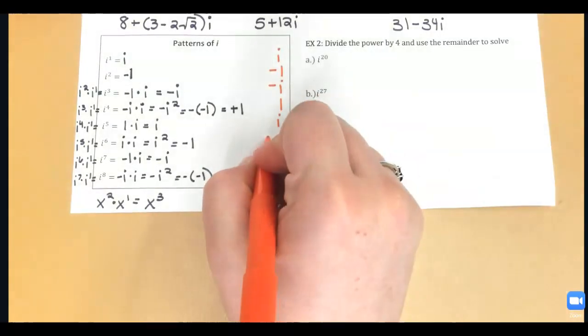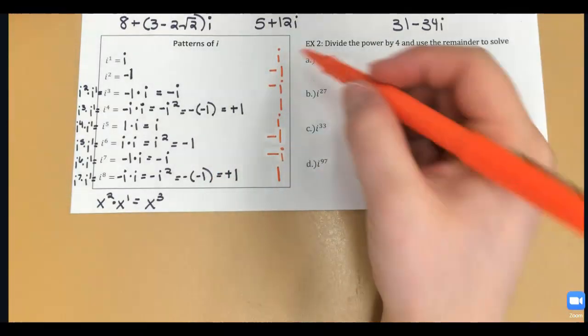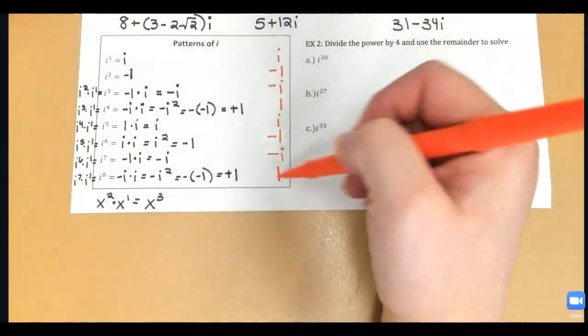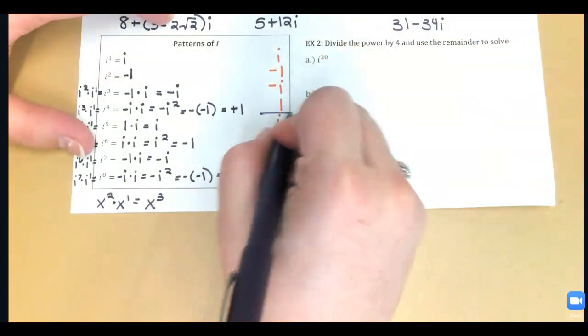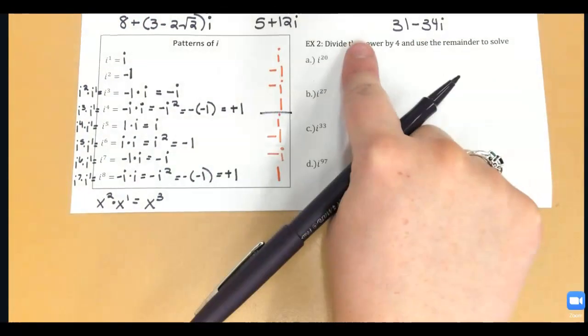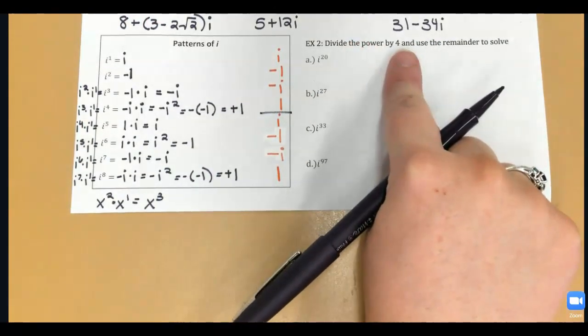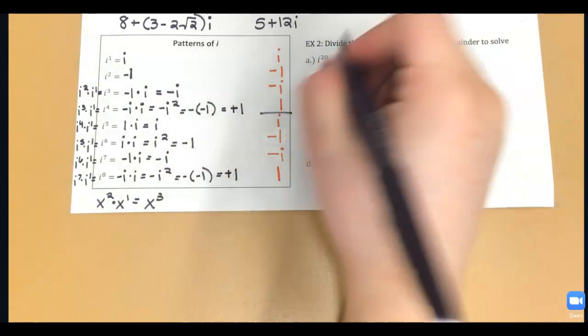i, -1, -i, +1. So this pattern is repeating every 4. So every fourth multiple of my exponent, it is repeating, right? 1, 2, 3, 4. 1, 2, 3, 4, the pattern repeats again. So you can find i to any power by dividing your exponent by 4 and using your remainder to solve. So let's do that here.